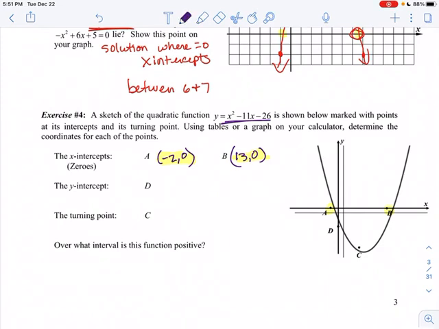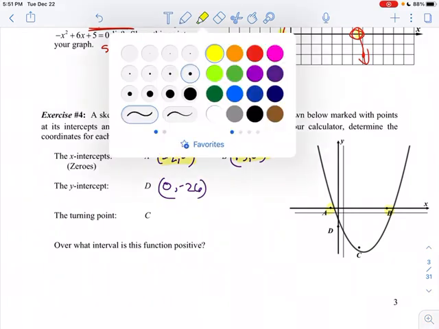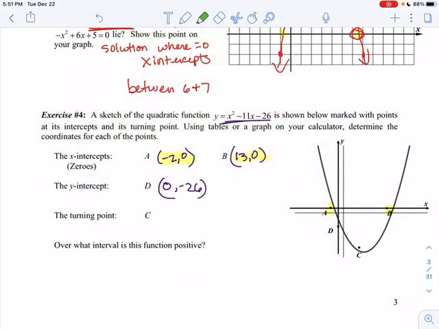The y-intercept, okay, so now x is 0. So I'm going to have to scroll all the way up. And x is 0 when y is -26. So that is point D on my graph. Okay, so I'll highlight that in a different color. So point D right here, that's my y-intercept, 0, -26. And then the turning point is point C.